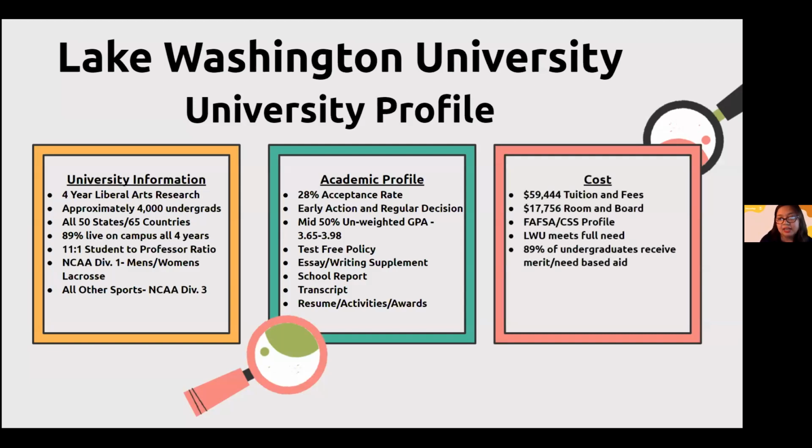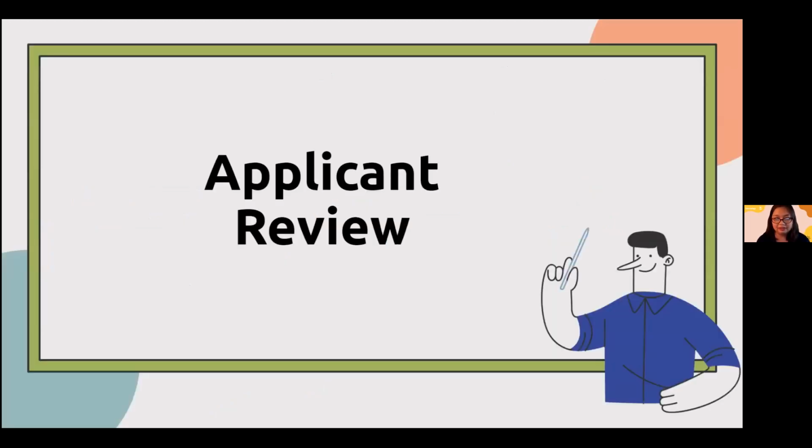And our last piece is the cost of our university, which is close to $60,000 per year for tuition and fees, and an additional about $17,000 for room and board. We do accept the FAFSA and CSS Profile. And Lake Washington University will meet full need if a student has an EFC of 0. We also have 89% of our undergraduates receiving merit and need-based aid. So we're a very generous university to those students who really need it. Okay. All right, so let's just take a look at our applicants for our applicant review.